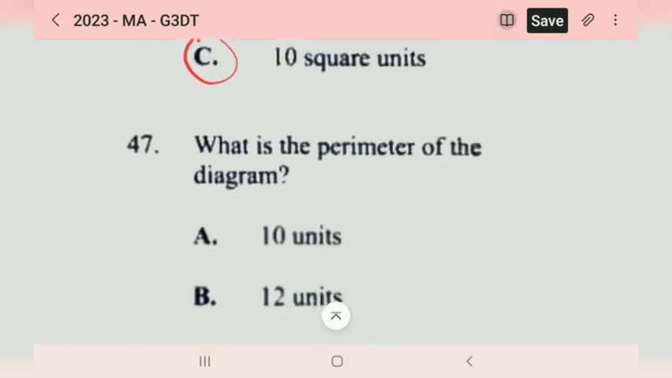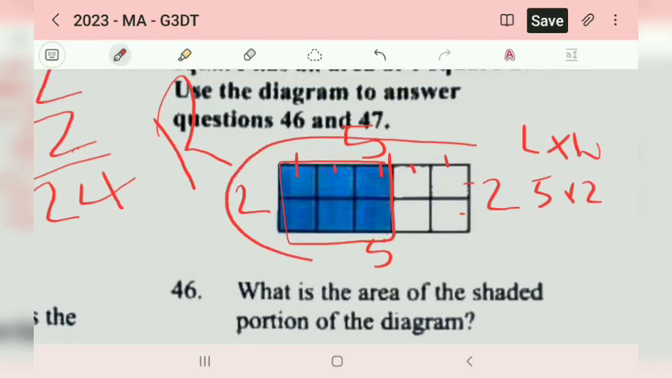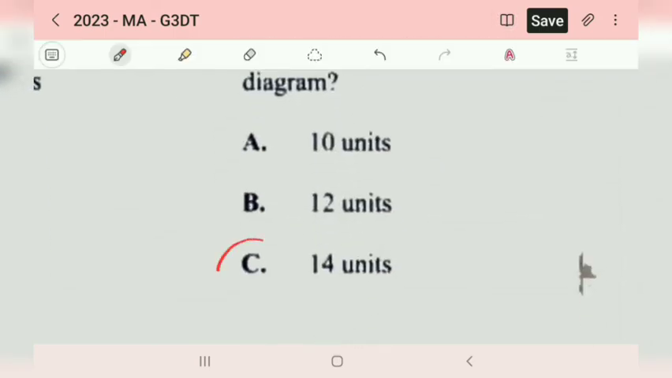Moving on to 47. They just turned it around. In the other one, they asked the perimeter first and then the area. For this paper, they asked the area first, then perimeter. What is the perimeter of the diagram, which is all the distance around? Perimeter, adding up all the sides. So we have 5 plus 5 is 10, plus 2, 12, plus 2, 14. So let's see if we find a 14. 14 units is at C.